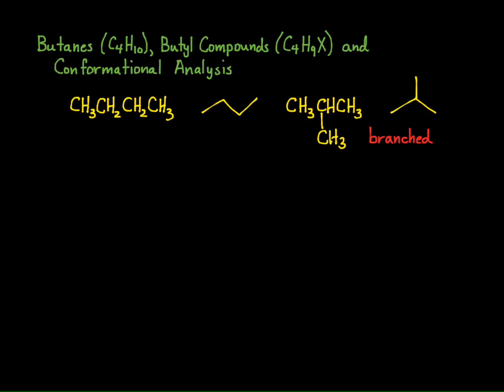A branched alkane, because we actually have a straight 3-carbon chain, and coming off of that, branching off of that, is a methyl group. So when we have straight chains, we call these unbranched alkanes. We have branched alkanes and unbranched alkanes.